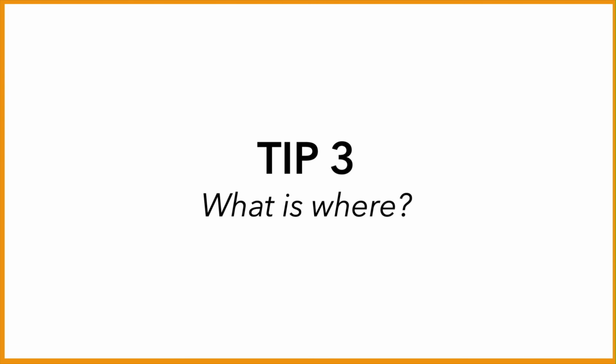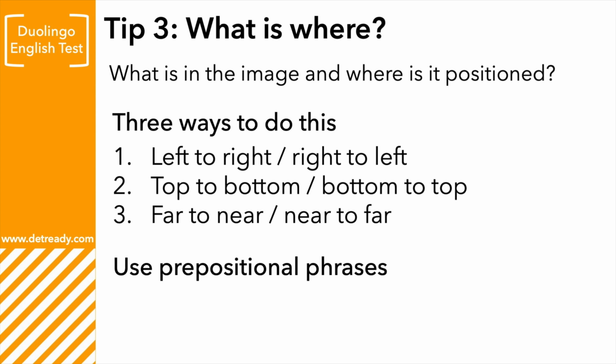So you've given your first sentence, that's great, but now you need to go into detail. And one good way to do that is to describe the location of things in the photo. Basically, talking about where things are in the photograph. And this is a great way to go into detail for your answer. So let's look at how you can do that now. Tip 3, what is where? And there are some ways to do this.